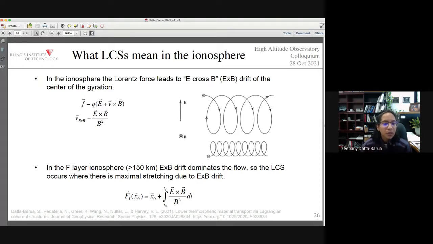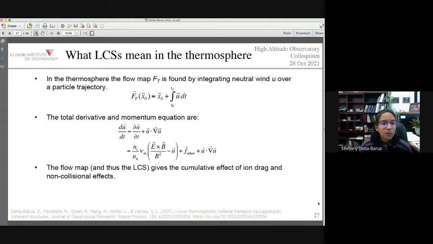So the LCS is going to occur, we expect, where there's maximal stretching due to E cross B drift, because when we think about our flow fields, we're essentially integrating this E cross B drift when we trace particles along. So we're not really talking about an individual particle, which will be gyrating, but its average drift motion. And so the flow map of the ionosphere would be starting with an initial particle and then tracing it as it's drifting along. In the thermosphere, the flow map is due to neutral winds, and we integrate the neutral winds over a particle trajectory.